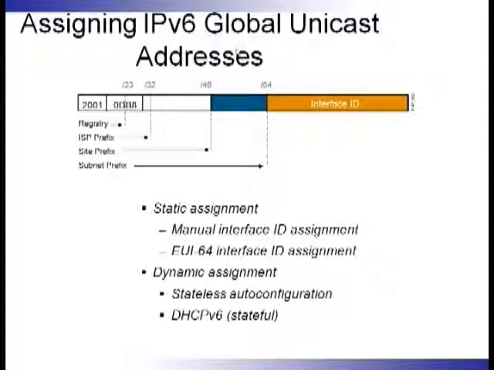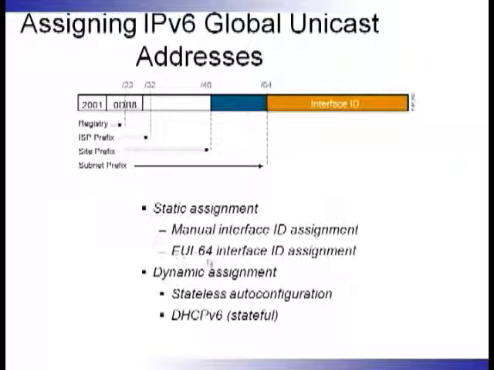To assign IPv6 global unicast addresses, remember there's two different types, static and dynamic. In static, we do a manual interface ID, which means we'd use either DHCP, which we call stateful, or go to each host and put an IPv6 address on it. That seems like it would be an awful lot of work.